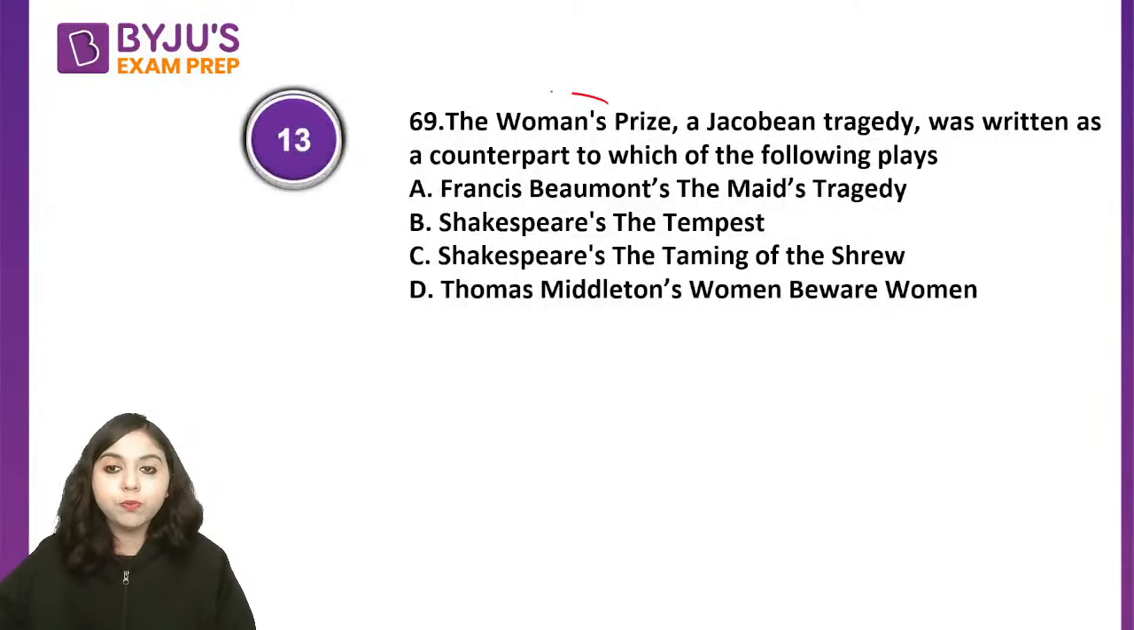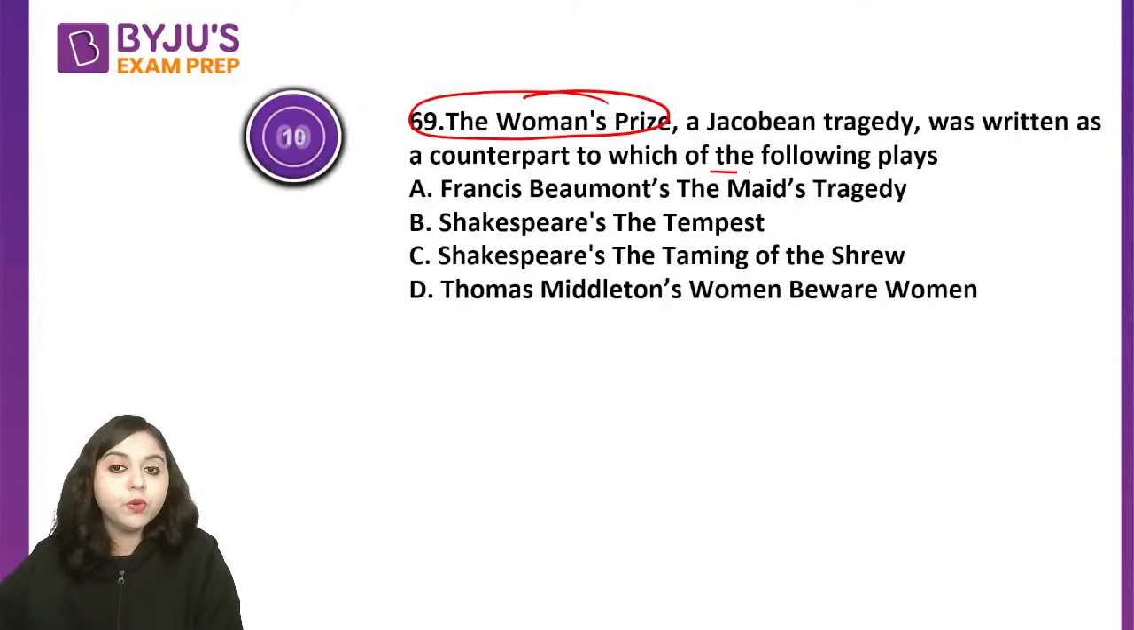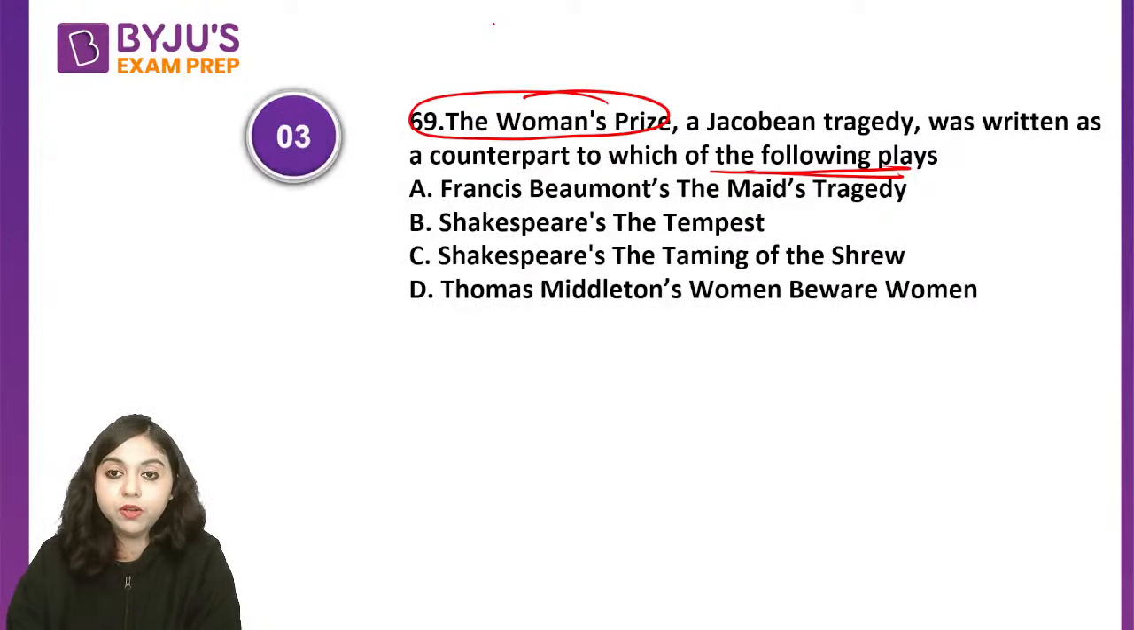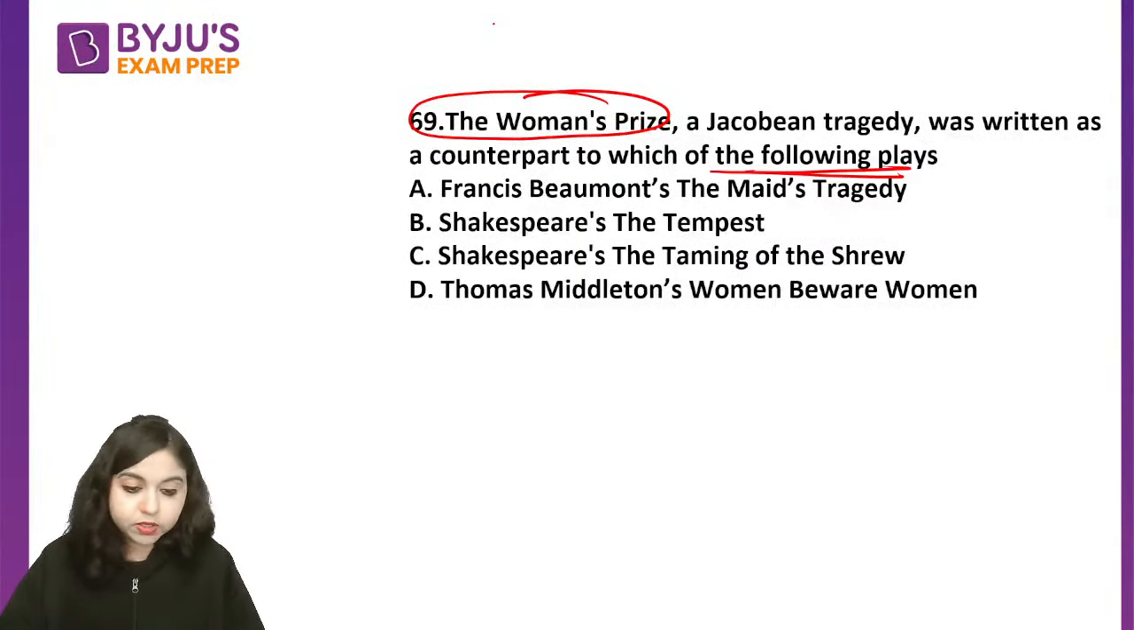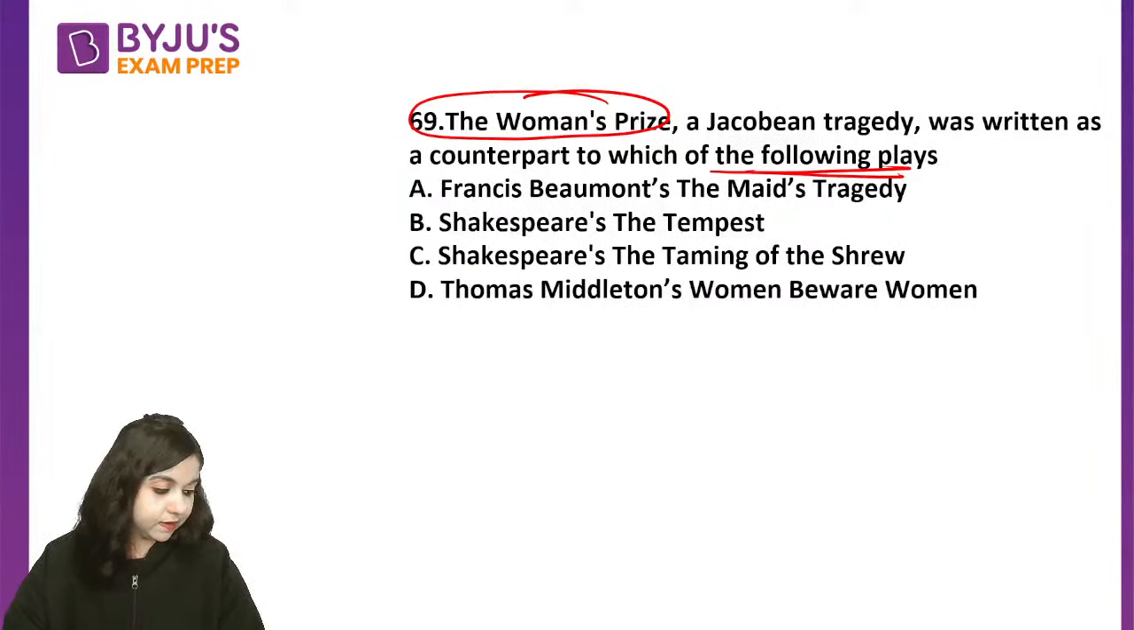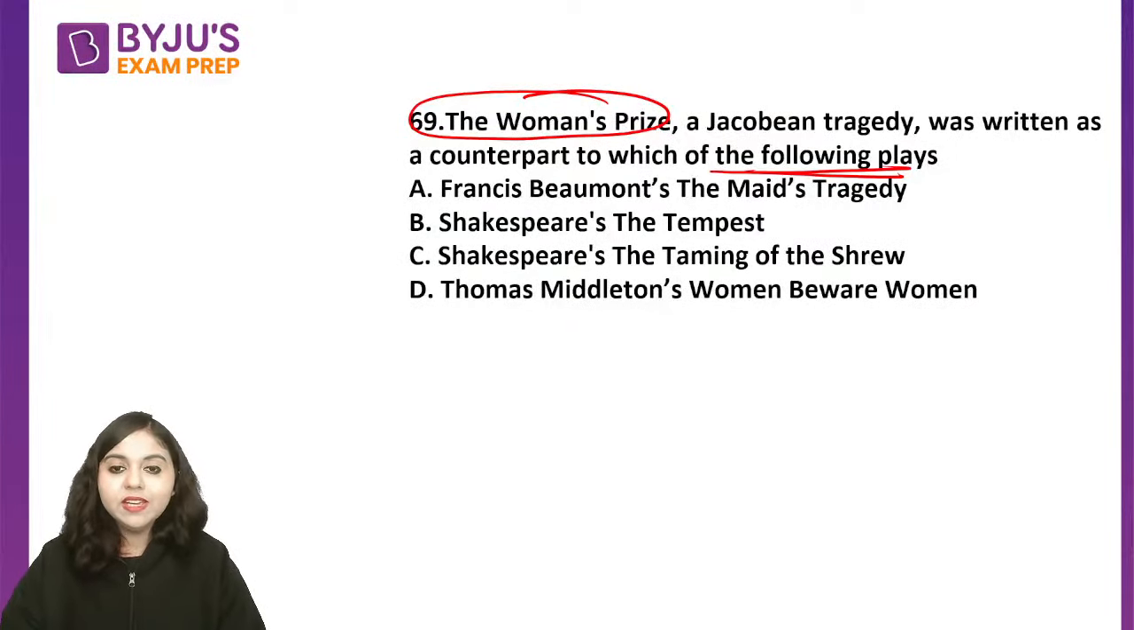The Woman's Prize, a Jacobean tragedy, was written as a counterpart to which of the following plays? The War of Theatres was also going between Marston Decker on one hand and Ben Jonson on the other. But there were these various kinds of attacks and the so-called exchanges that we were able to see. What is the correct answer here? Everybody is given like all of them, but one. So it's actually Taming of the Shrew. Please remember that, okay? So please keep that in mind.